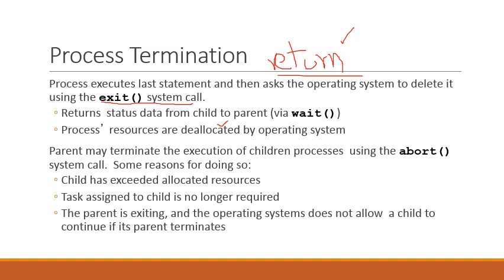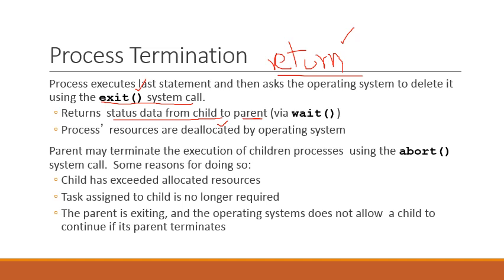When a process uses the exit system call to inform the operating system about its completion, in that case the operating system returns the status data from the child process to the parent process. That is, the child process will use a code in the exit system call to indicate its completion status, that whether it has successfully completed or there is some other kind of error or something else.